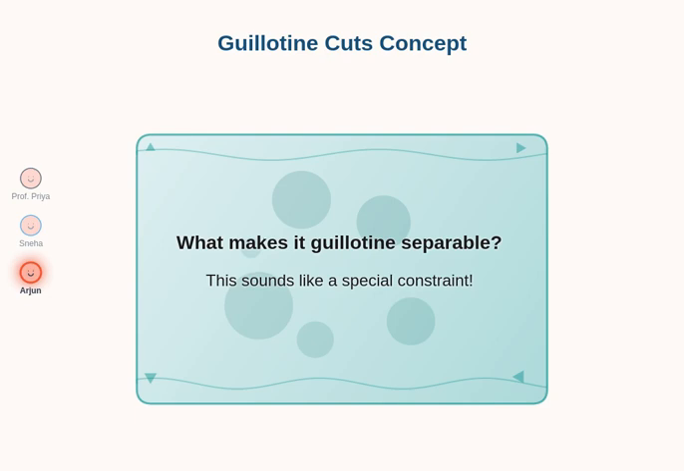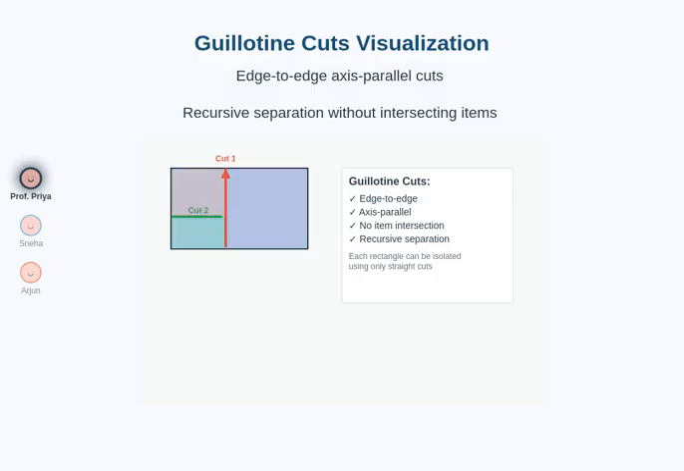I see. But what does guillotine separable mean? That sounds like an important constraint. Excellent question, Arjun. Guillotine separable means every rectangle can be obtained by recursively applying edge-to-edge axis-parallel cuts, like a guillotine, that don't intersect any packed items.